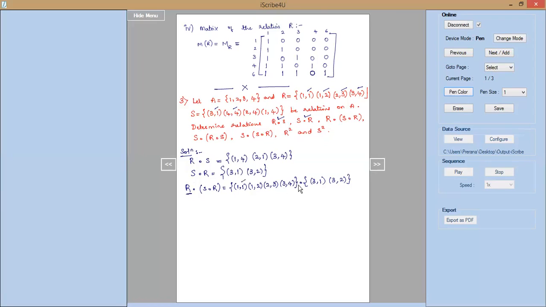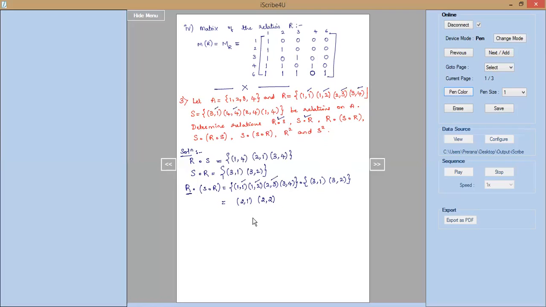(1,2) is ending with 2. There is no element starting with 2 here. So that is why there are no compositions starting with (1,2). Then we have (2,3). This is ending with 3 and these are the elements starting with 3 here. So we can write down (2,3),(3,1) gives us (2,1). Next, (2,3),(3,2) gives us (2,2). So with (2,3), both I can match and write down the composition. Correct? So (2,3) work is over.